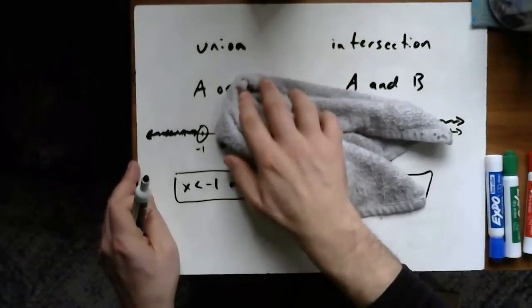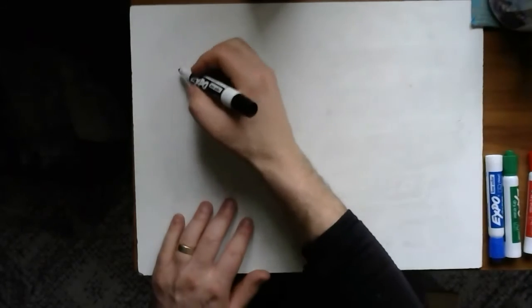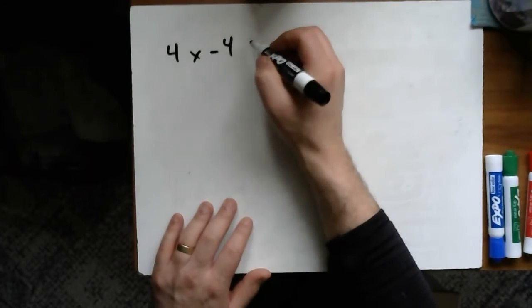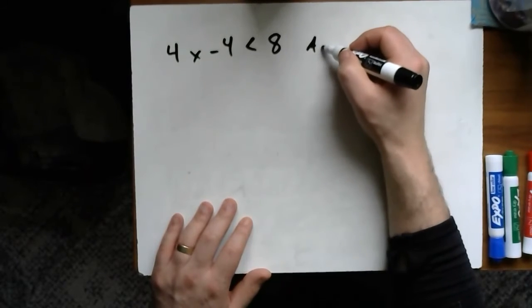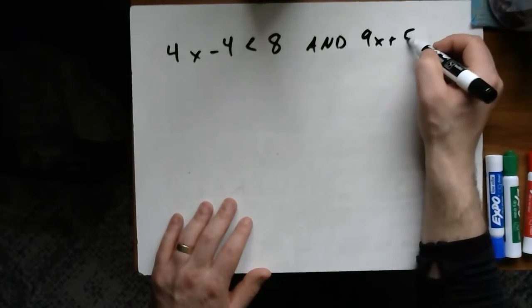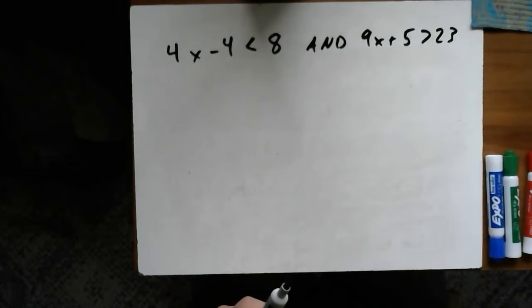All right, now we can get into solving them. This video is going to be a little bit longer than I'd like, but if we have, let's see here, let me get a problem. Let's do 4x minus 4 is less than 8, and 9x plus 5 is greater than 23. All right, so those are my two inequalities.